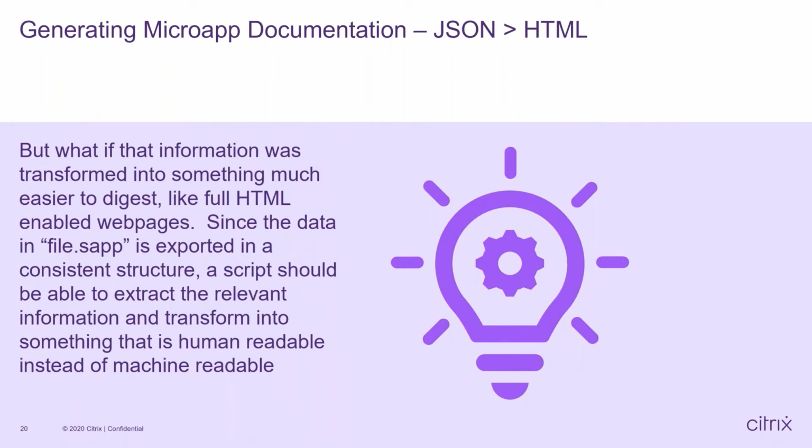But what if that information was transformed into something much easier to digest, like HTML-enabled web pages? Since the data in file.sap is exported in a consistent structure, a script should be able to extract the relevant information and transform it into something that is human readable instead of machine readable.